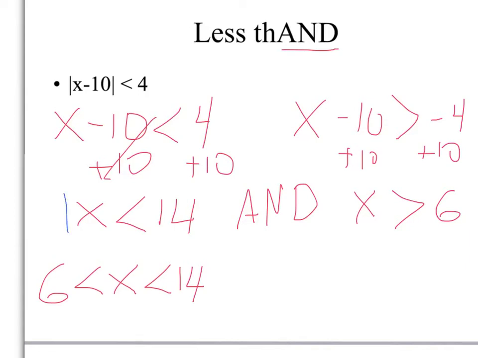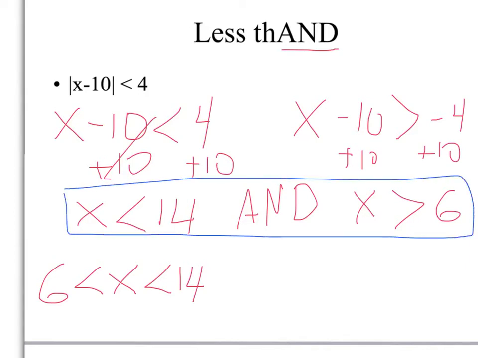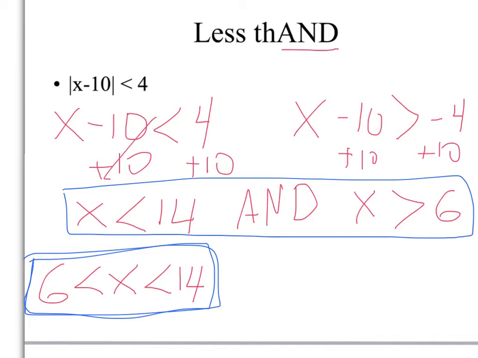Either way that I have this written here is correct. This is correct. This is correct. Obviously, the one that has less stuff to write is probably better to write. So I would say just whenever it's less than, this is how you write your solution down here.